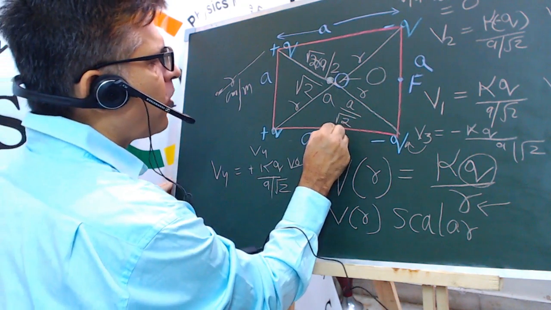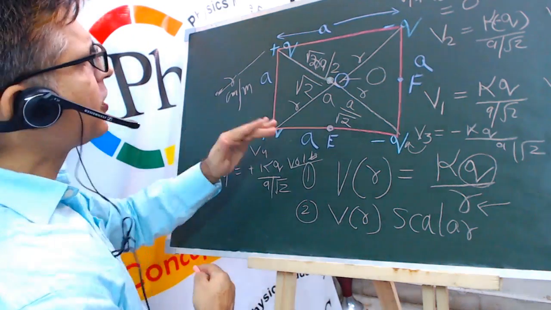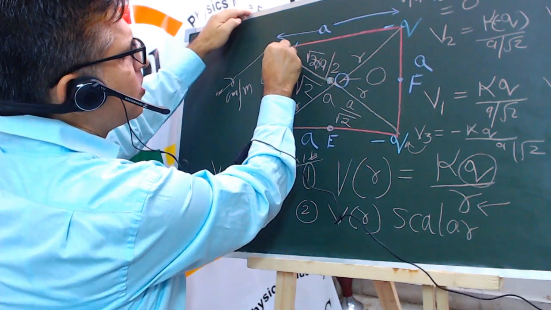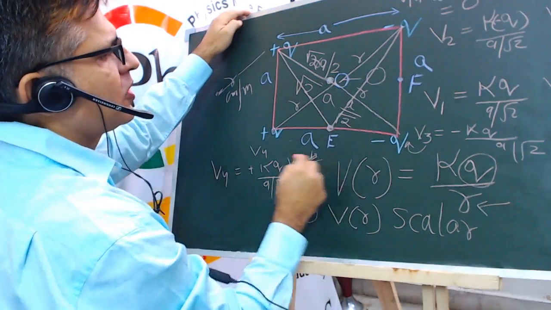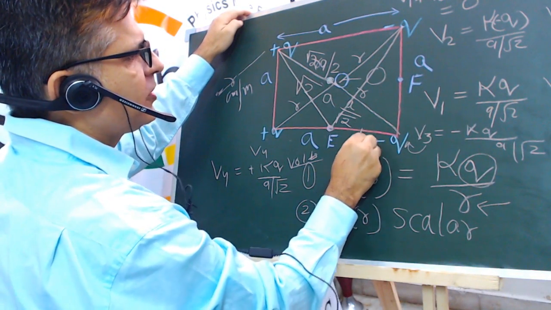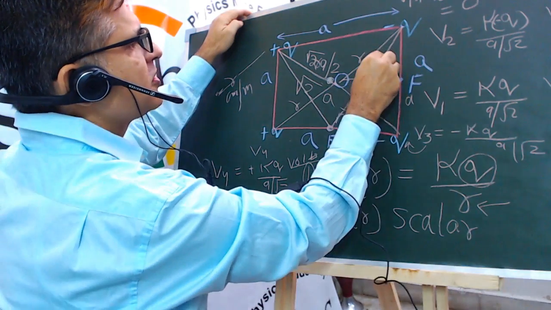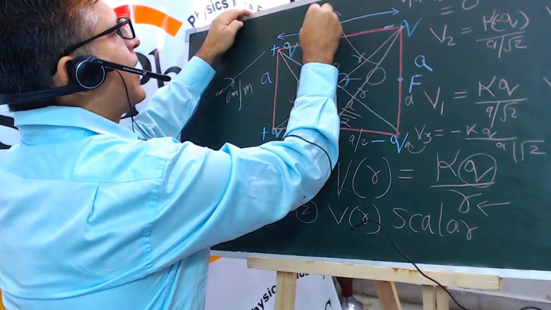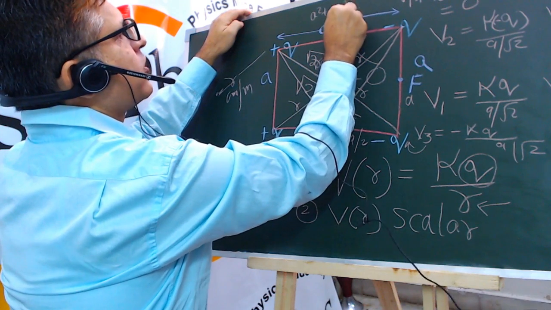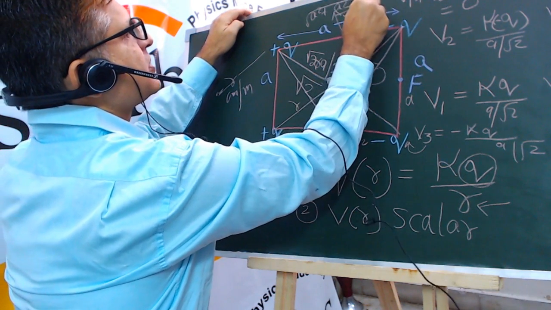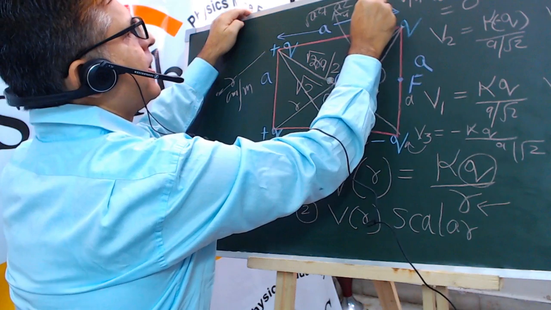Then come to the point E. If you look at point E, you can calculate this distance and this distance also. Now this is a by 2 and this is a. So Pythagoras applied here will tell you that this distance is the square root of a squared plus a squared by 4, which is root 5 by 2 a.